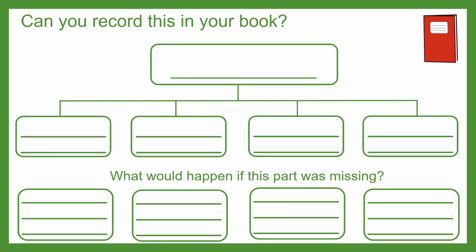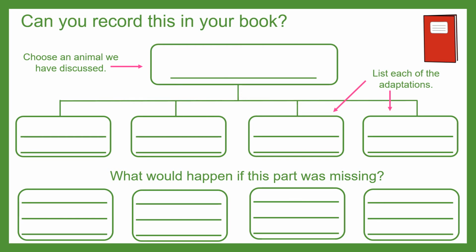Can you record this in your book? I want you to write down the name of an animal. Choose one that we've discussed today. Then I want you to list 4 of its adaptations. Underneath those adaptations, just like you see here, I would like you to write down what would happen if this part was missing. What would it not be able to do?